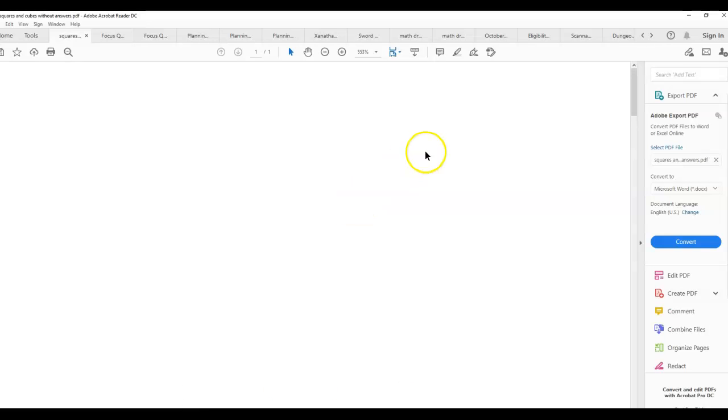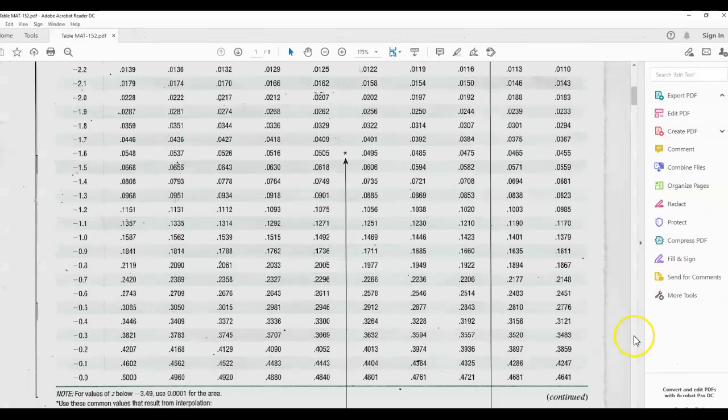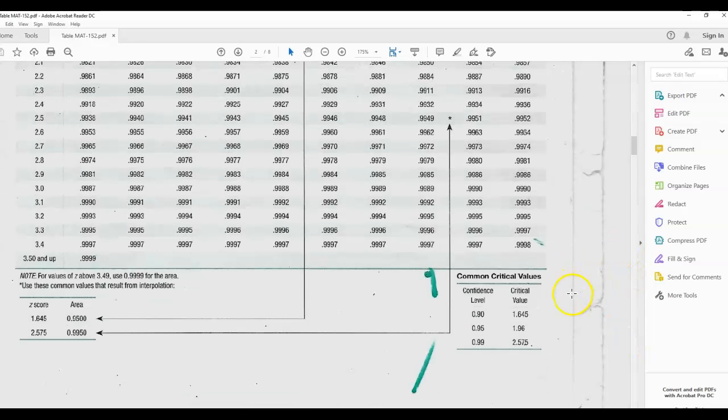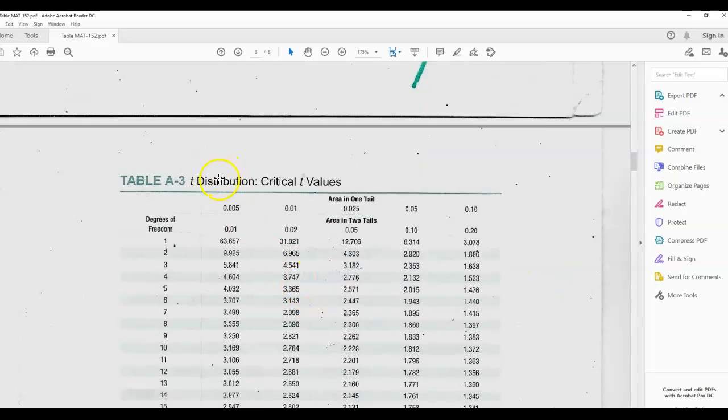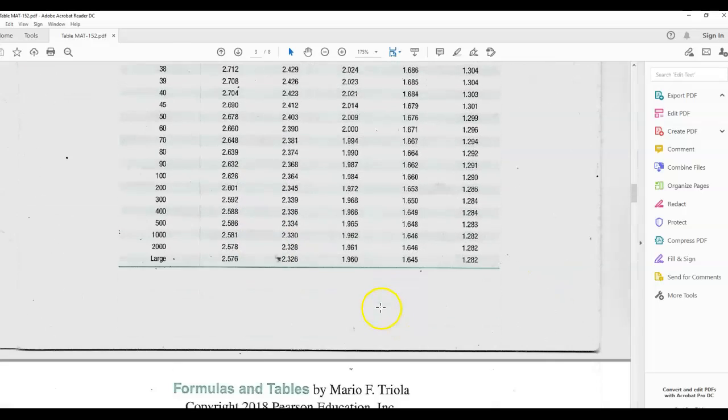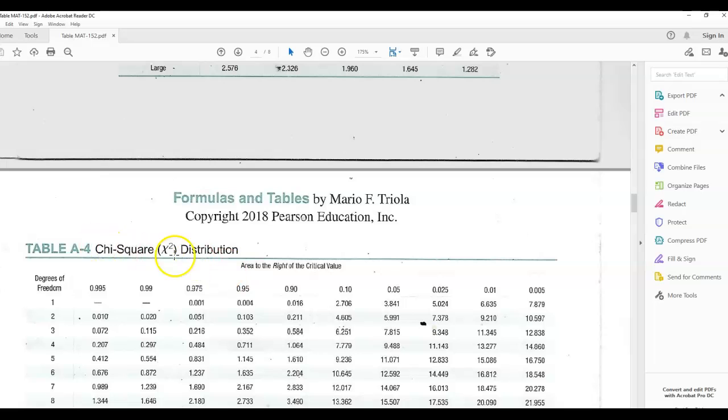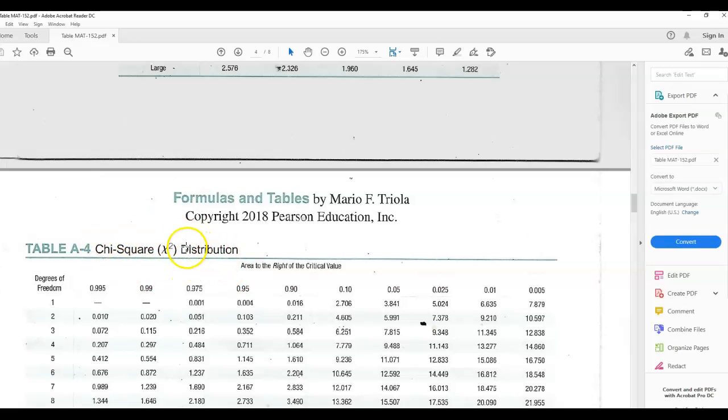Where's my, oh, wrong table there. So now let's go down until we get to the chi-square table here. So there is the t-distribution, and here is my chi-square distribution.